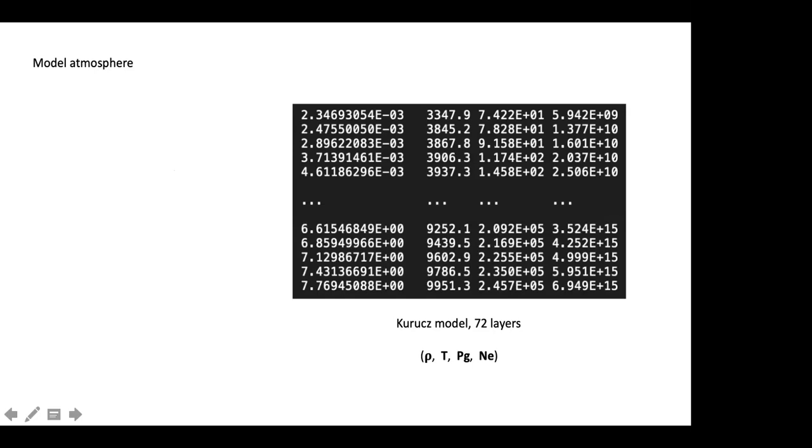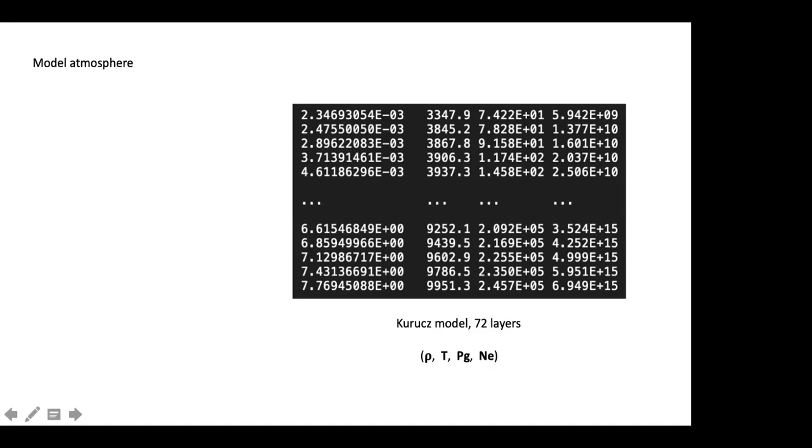Now, for the stellar model atmosphere, you first need something like that, a model of the atmosphere. That is, again, a model that is a series of layers. For example, this is cut because it's only a part, but it's part of a model of 72 layers. Each layer is a line which gives the physical conditions of that layer. That is, in this case, density, temperature, in Kelvin, of course, gas pressure, and electron pressure. So for every layer, you have these physical conditions.